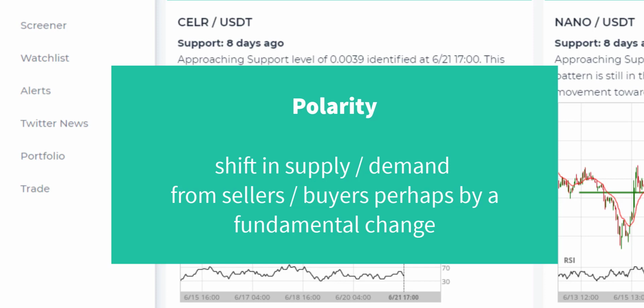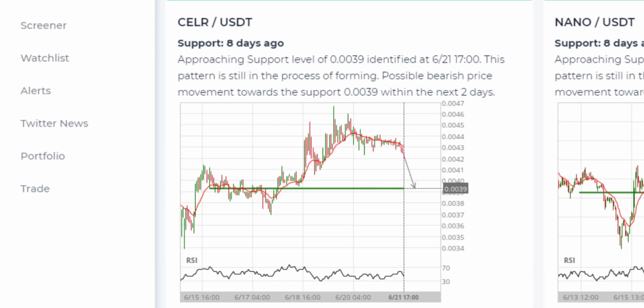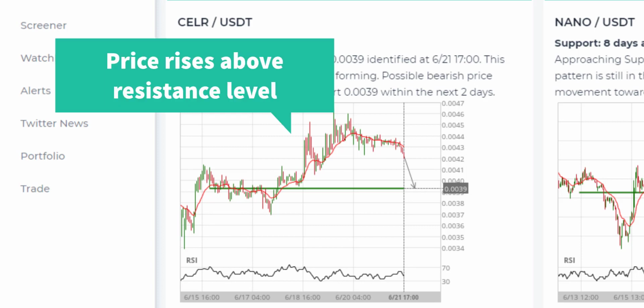Whenever a resistance level is breached, it is generally because something fundamental has changed in the market, and the buyers are now willing to pay even higher prices than before, and sellers also want to sell at higher prices. This causes the price to rise above the resistance level, and pushes it into new territory.